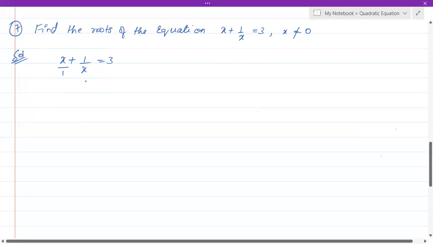It is x itself. Or let me use the shortcut method. What is the shortcut method? You can use it only for two terms. Okay, we have got two terms here, x by 1 and 1 by x. The step is very, very easy. The method is very easy. Just multiply the denominator. 1 into x, x.